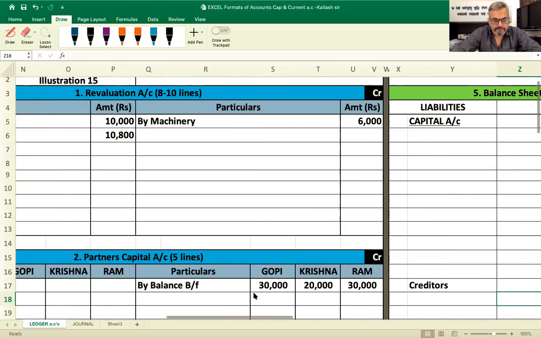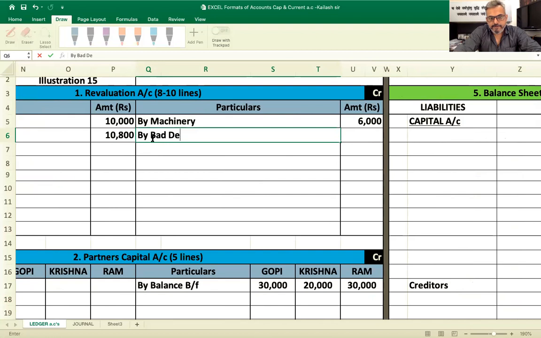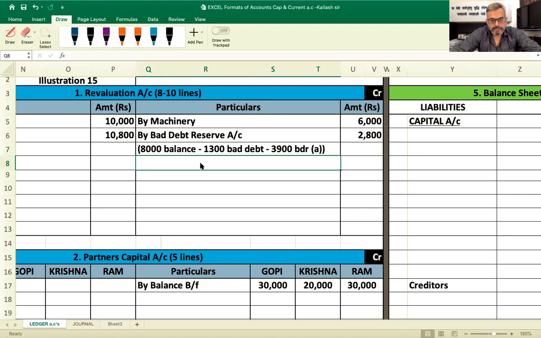Now reversal of bad debt reserve by bad debt reserve. How much is the reversal amount we calculated? 2,800. Now how did we get this? Let's write 8,000 opening balance, minus 1,300 bad debt, minus 3,900 BDR as per adjustment. That is how we got the amount. You can cross verify. 8,000 minus 1,300 minus 3,900, 2,800.